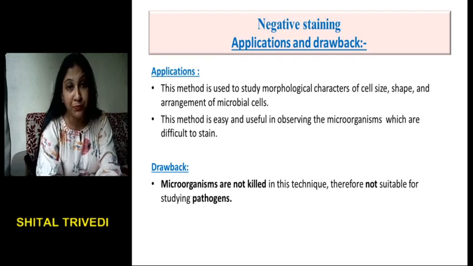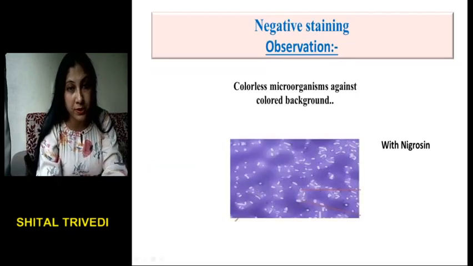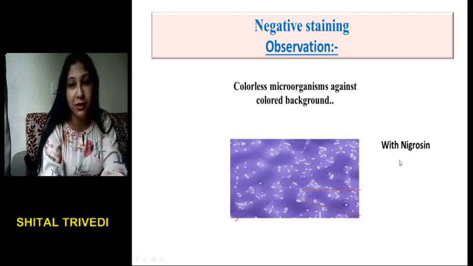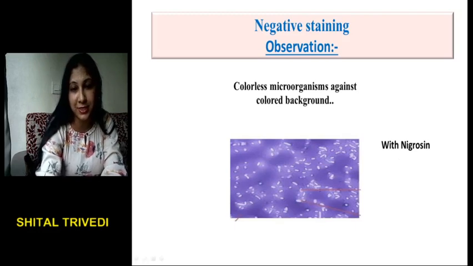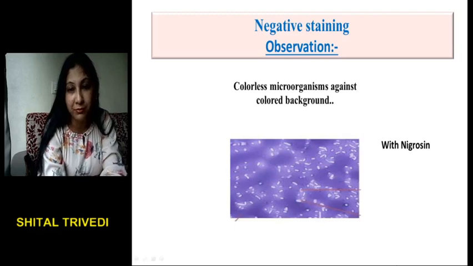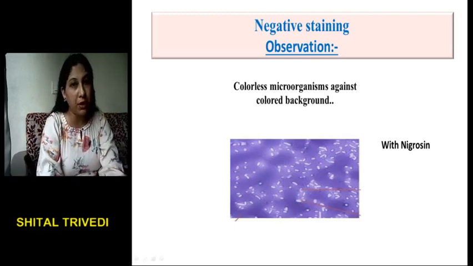So what we may observe when we use this technique is colorless organisms against the colored background. The background color depends on the staining reagent that is used. In this case, it is nigrosin. In the diagram, we can see the shape of the organisms, bacilli or cocci type of organisms, if the sample is from bacteria. So this is all about the simple microbial staining techniques.